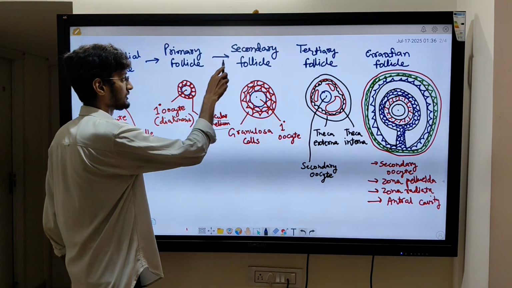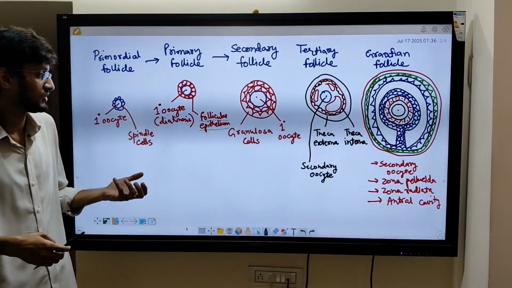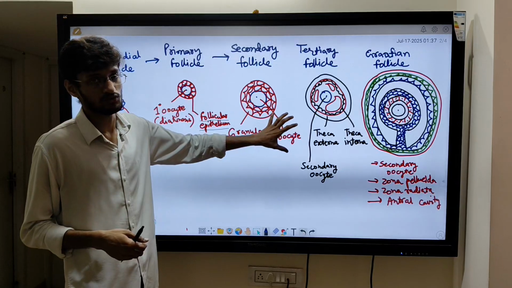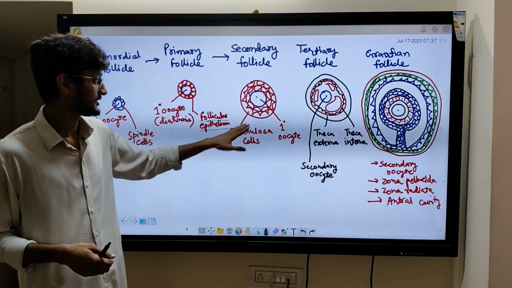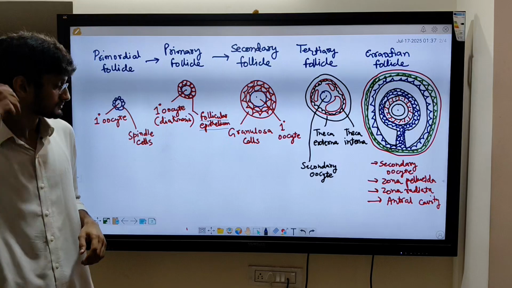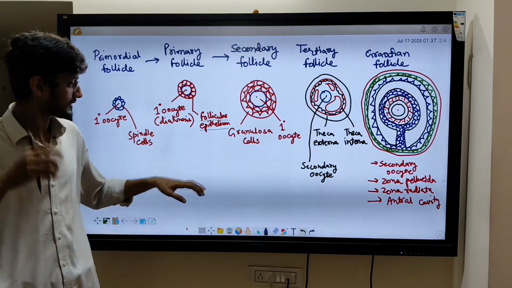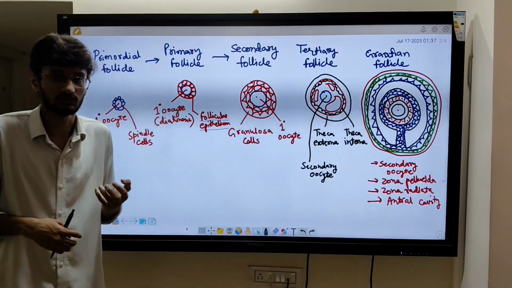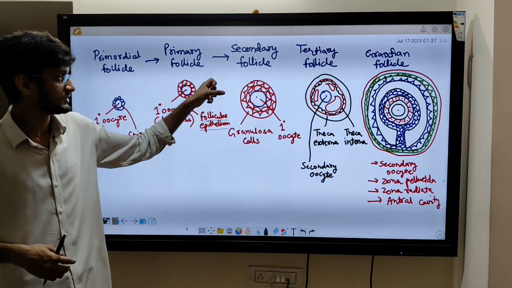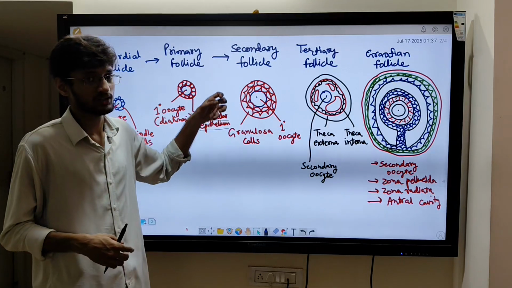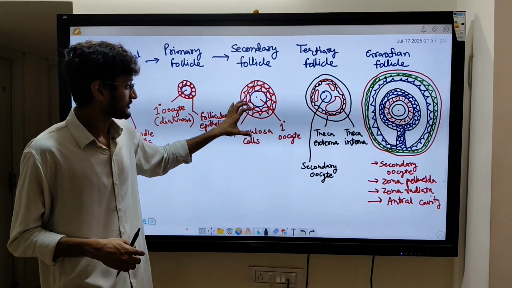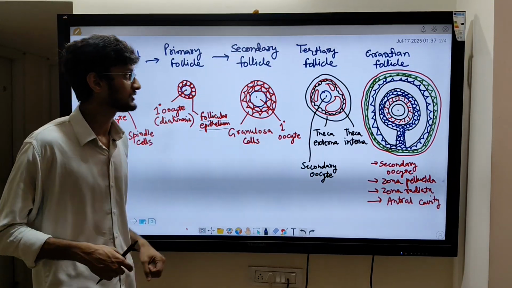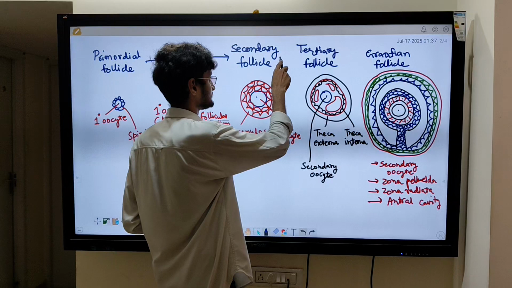Moving on, this primary follicle develops into the secondary follicle. In the secondary follicle, what happens? There is still a primary oocyte which is stuck at diakinesis, but granulosa cells are found surrounding the oocyte. So multiple layers of granulosa cells surround the primary oocyte to make up the secondary follicle.